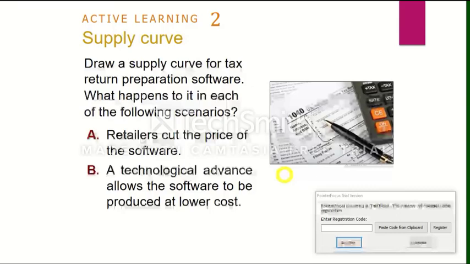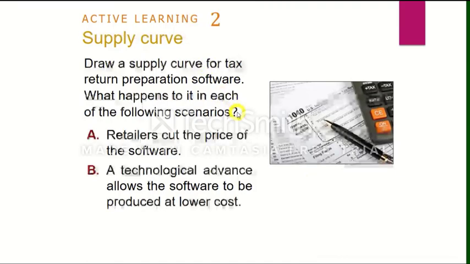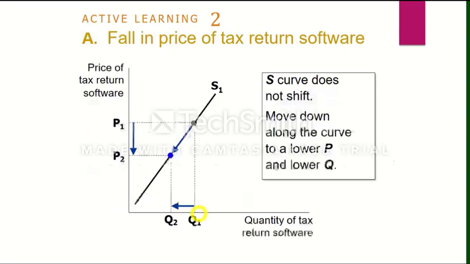Now comes active learning 2, which is about the supply curve. The question is: draw a supply curve for tax return preparation software. What happens to it in each of the following scenarios? Coming to the answer of part A, that is a fall in the price of tax return software.